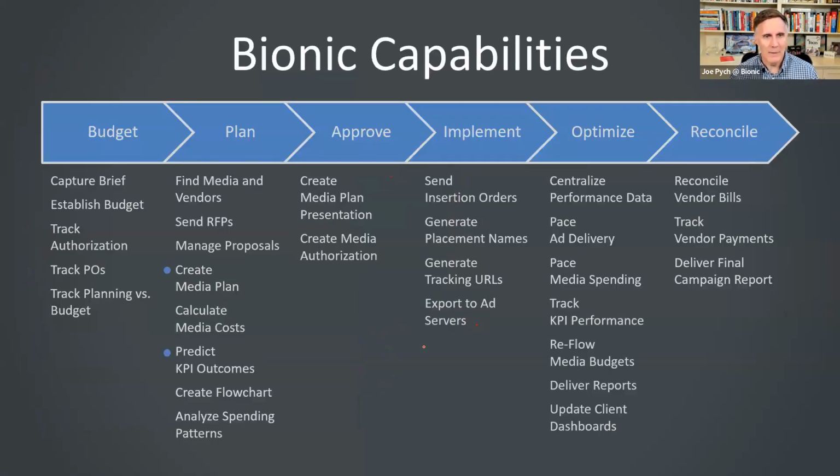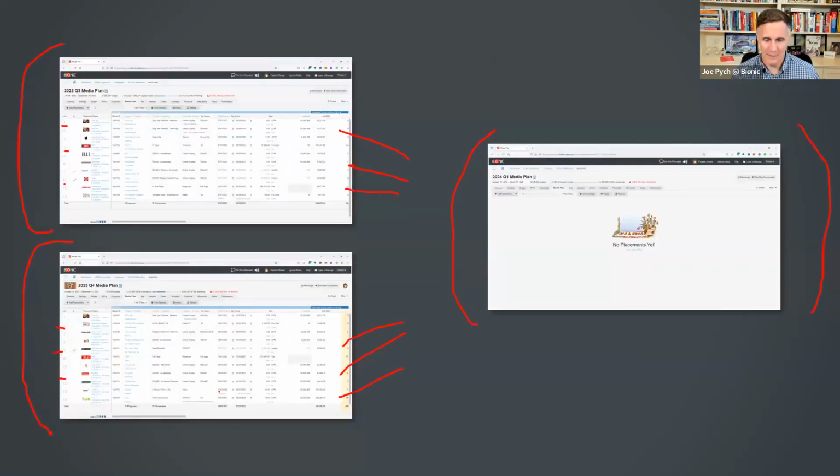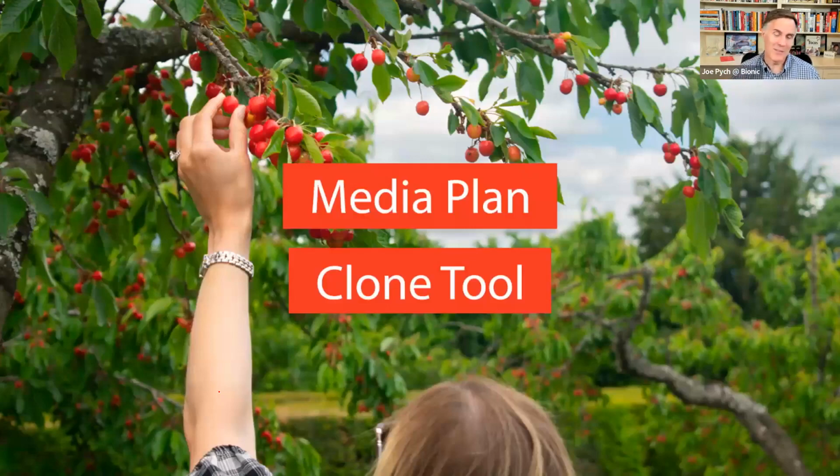And I'll just go back to this slide here where this fits into the Bionic. The scope of the application is really in this planning phase, and in particular, it's going to help you create media plans and also predict KPI outcomes because you're going to be leveraging those past statistics. I don't want to steal any of your time away, but that's really it. Going back to this image, it's about cherry picking these placements that have worked in the past and making it easy to create a new media plan based on those.